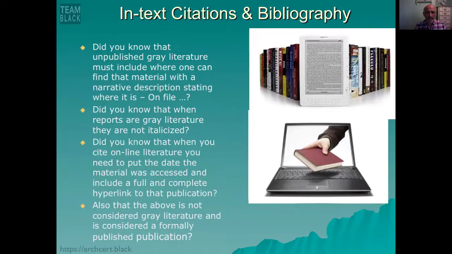When you cite online literature through the internet, you have to put the date when the material was accessed and include the full and complete hyperlink, the URL to that publication. And for some reason, I don't know why, but according to the American Antiquity Style Guide, when you access material online, it's considered a formal publication, and it is indeed italicized. You can double check, but that's what I understand. I know it's a little bit odd, but that's what I understand.